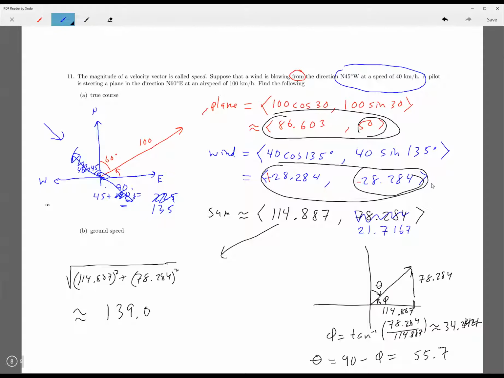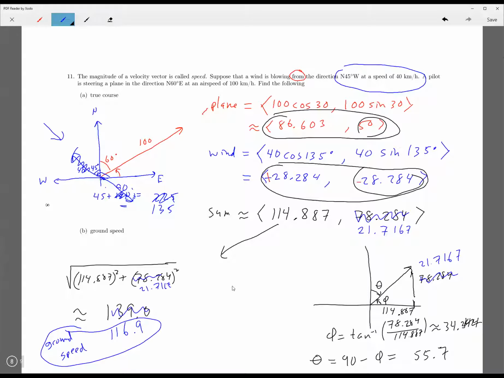And so basically do the same steps as we did over here, except this is 21.7167. And this is going to be also 21.7167. And so that means this is 116.9, which is the magnitude. So that's the ground speed. The ground speed is that one.